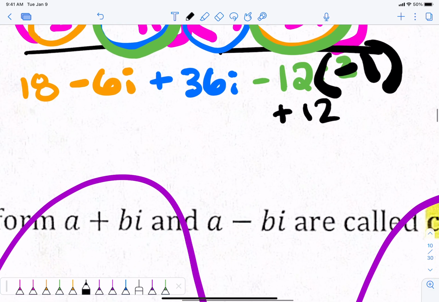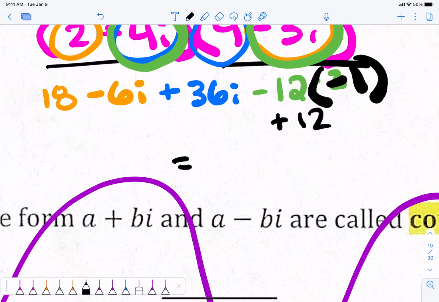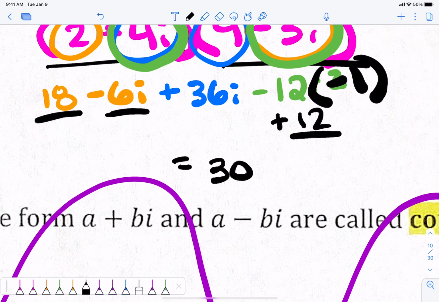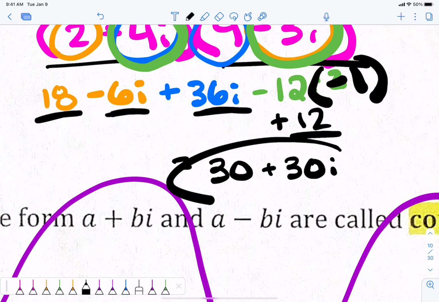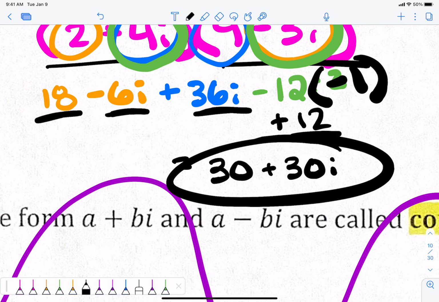Okay, now I'm going to combine like terms. So, 18 plus 12 is going to be 30. And then negative 6i plus 36i is plus 30i. Yeah? I told you you were wrong.